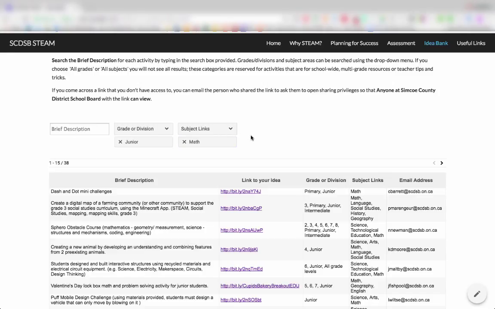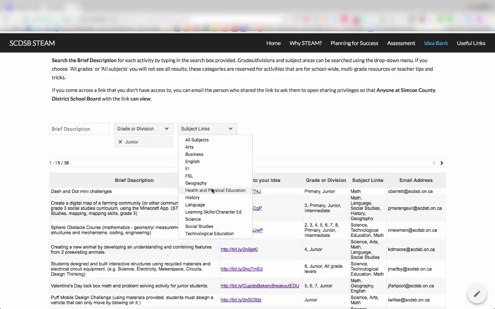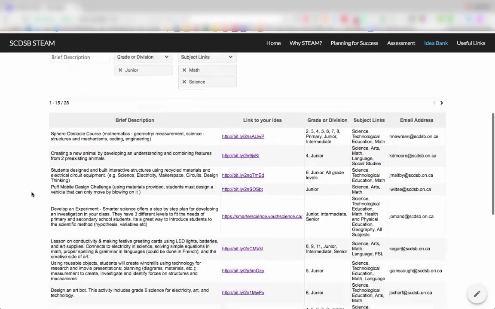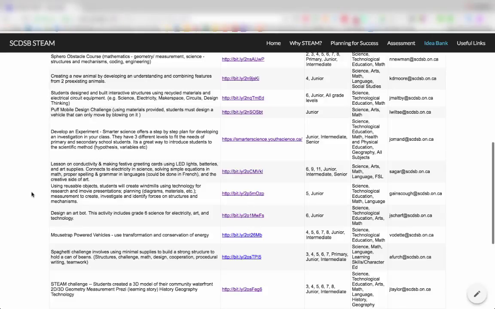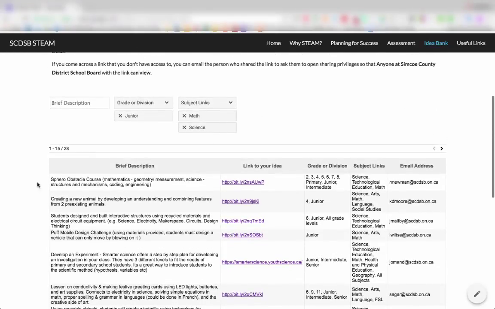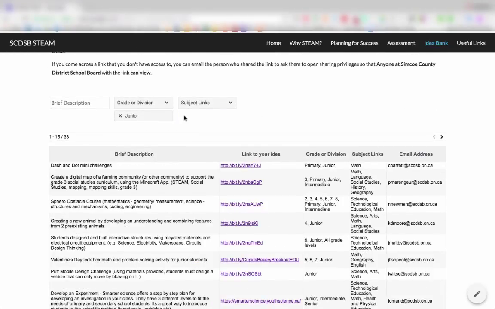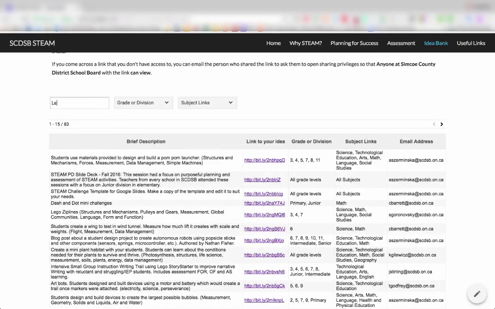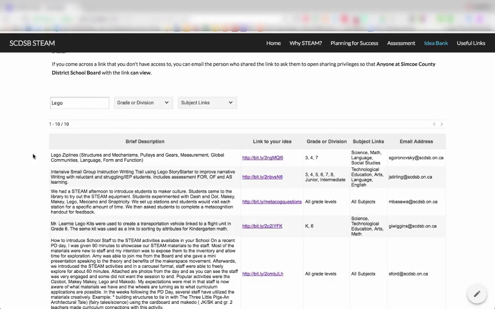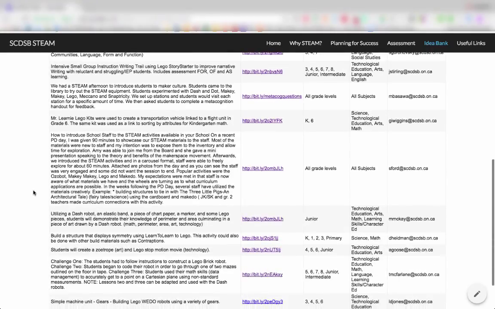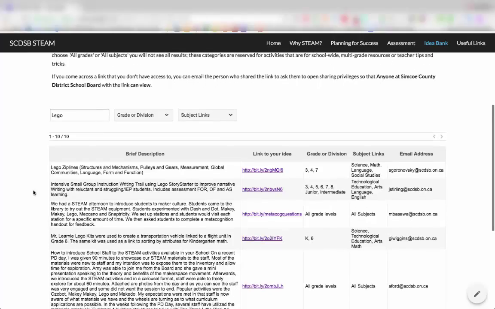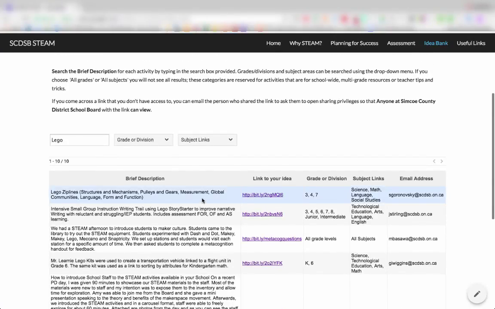If I remove the search criteria Dash and just look at junior math, we've got tons of ideas. If I choose math and science together, we're looking at ways that we might embed that great math learning in a science context. Other types of things we can search for, like you can search for equipment or curriculum connections. If we take a look at Lego, there's an example here we can take a look at.